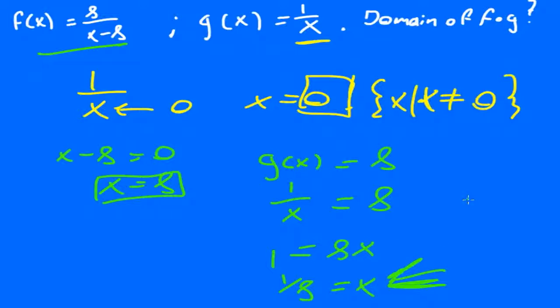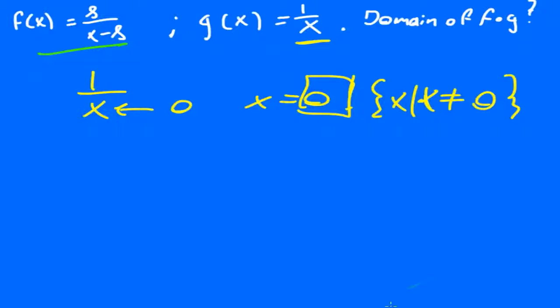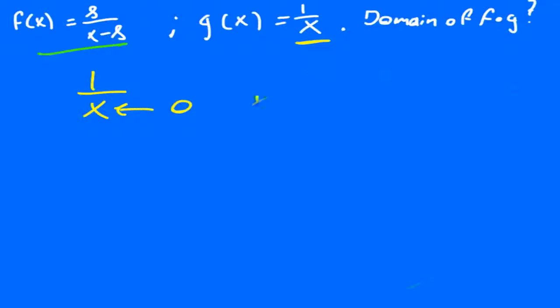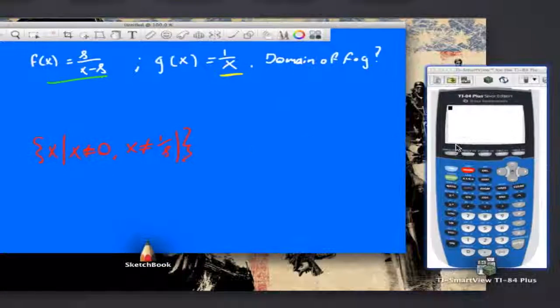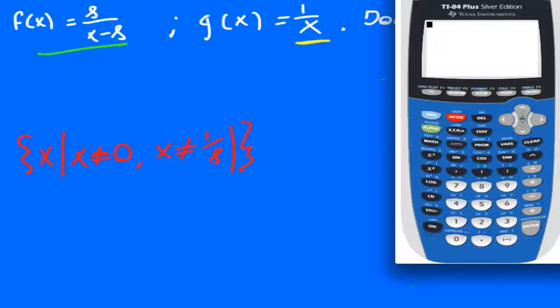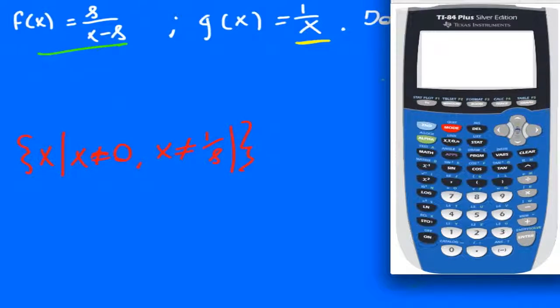So your final answer would be x is not equal to 0, and x is not equal to 1 over 8. Now you might find that a little bit confusing, and that's why we have our beautiful calculator.